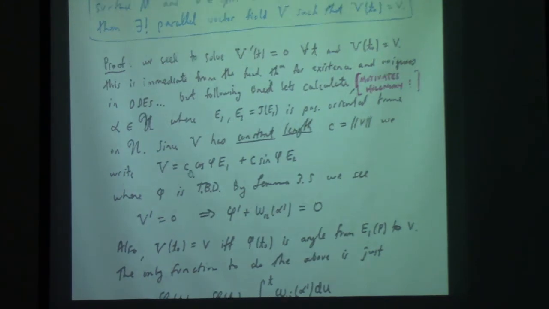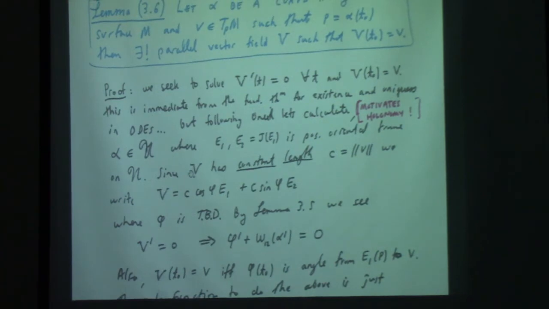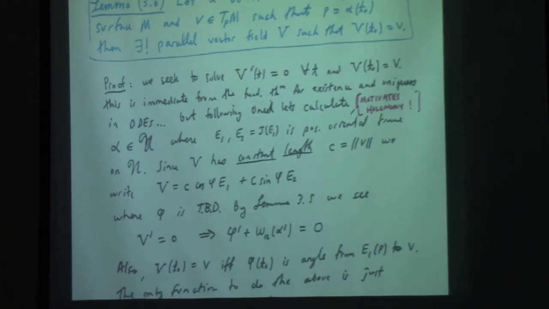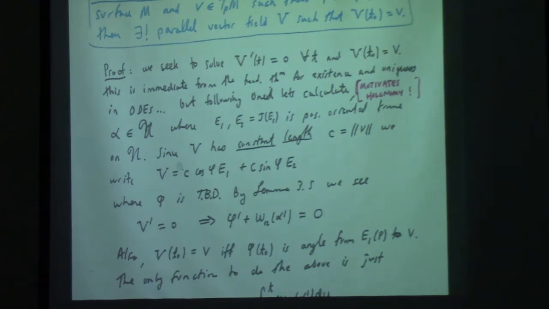Since V is parallel, we know it has constant length. So that means that there exists a constant C such that V is C cosine phi E1 plus C sine phi E2. Does that make sense to you guys? The point is E1 and E2 are always there at each point in the tangent space to build vectors from. So if you know the standard angle with respect to the E1, E2 frame, which we're calling phi, you can build the vector from the E1 and E2 components by that formula there, right? And then the C is just the magnitude.